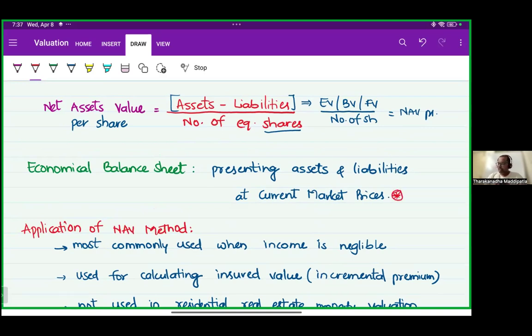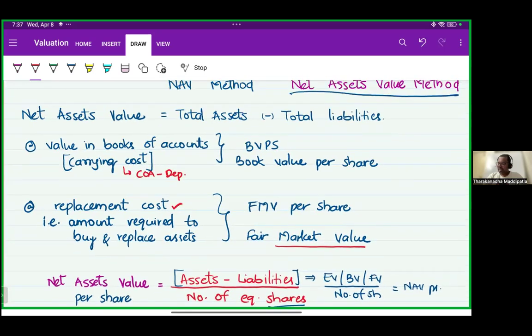When we are talking about net assets method, the assets and liabilities can be presented either at carrying cost or at replacement cost. If you are presenting your assets and liabilities at carrying cost, then that is called as book value per share, which means take the exact balance sheet, identify all the assets, identify all the liabilities, and identify their carrying cost, which is already there in the balance sheet as of today, and then consider that as a book value per share.